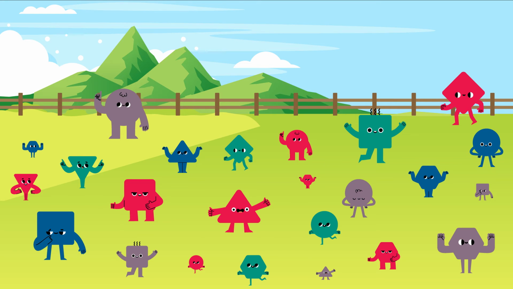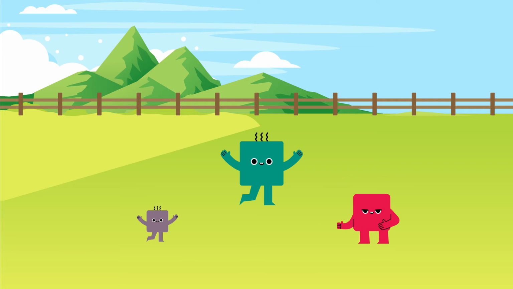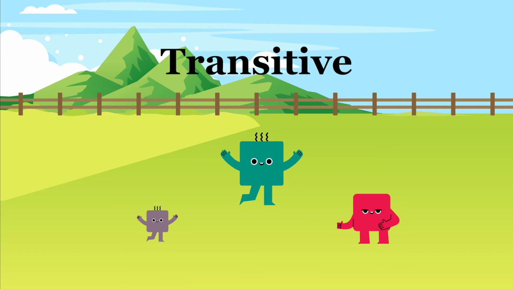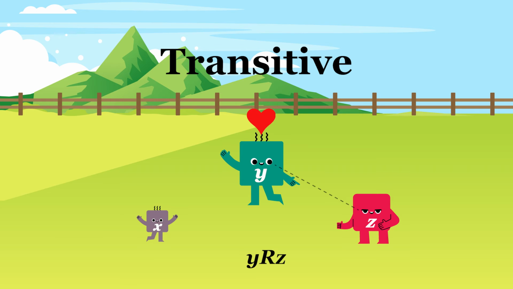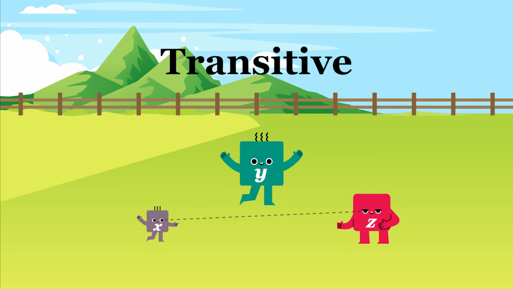This is because if one object, let's call it x, has the same shape as a second object, say y, or mathematically speaking, x is R related to y, and if furthermore this object y has the same shape as a third object, say z, or mathematically speaking, y is R related to z, then it must also be the case that the first object, x, has the same shape as the third object, z, or x is R related to z.